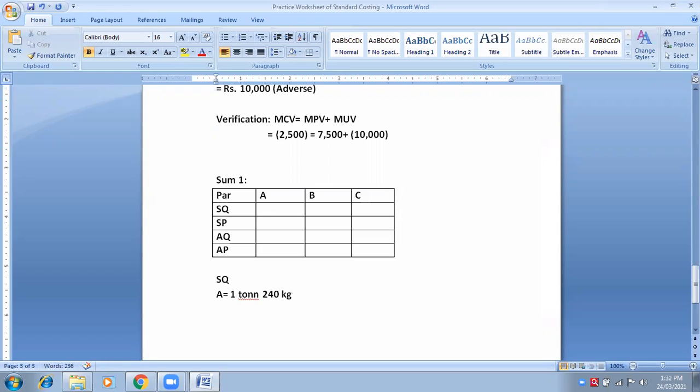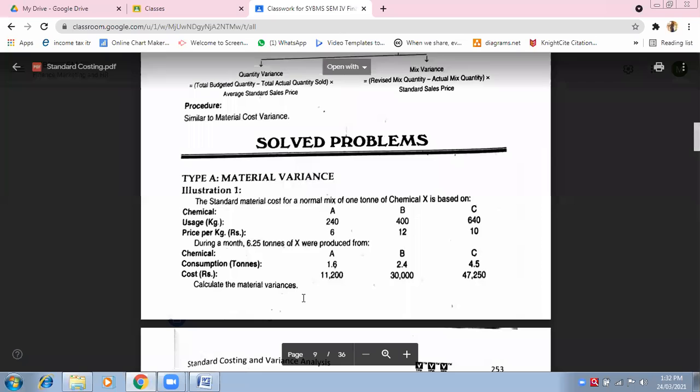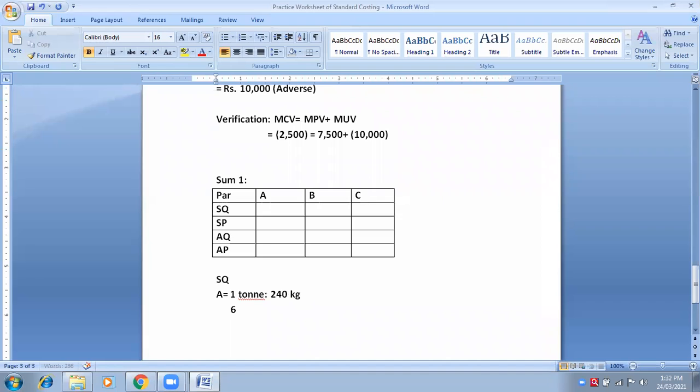So let us make a ratio. 1 ton is equal to 240 kgs. But how many tons are actually produced? 6.25 tons. So how much would it be for 6.25 tons? Cross multiply. Can you tell me what the answer would be? 1 ton is equal to 240 kgs, so how much for 6.25 tons?